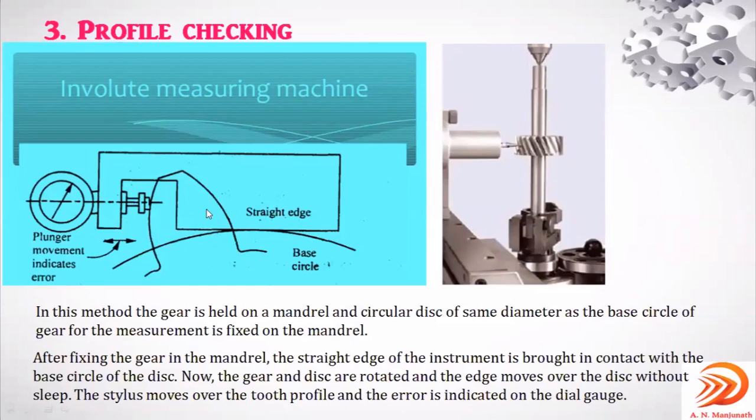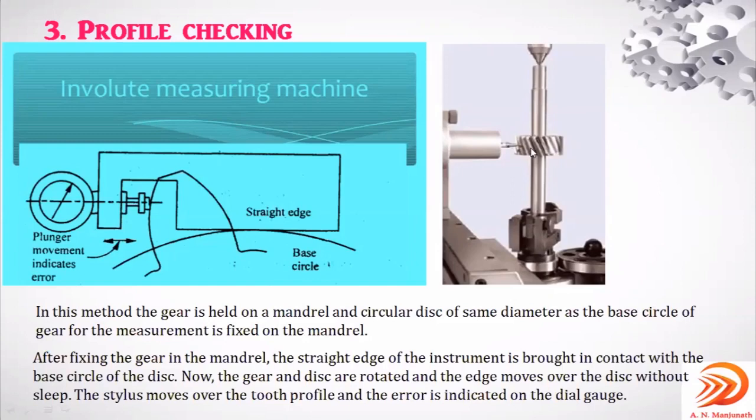In this particular method, the gear is held on the mandrel. You can observe here the mandrel, and a circular disc of the same diameter as the base circle of the gear for measurement is fixed on the mandrel. After fixing the gear on the mandrel, the straight edge of the instrument is brought in contact with the base circle of the disc. Once it makes contact, the gear and the disc are rotated and the edge moves over the disc.